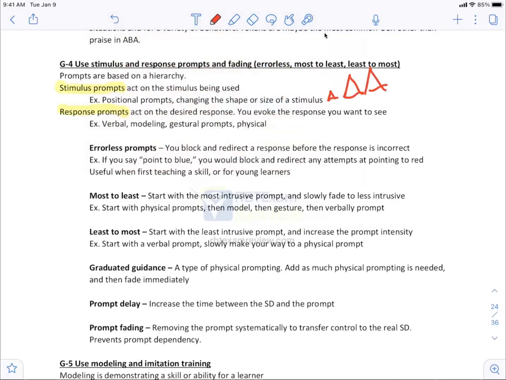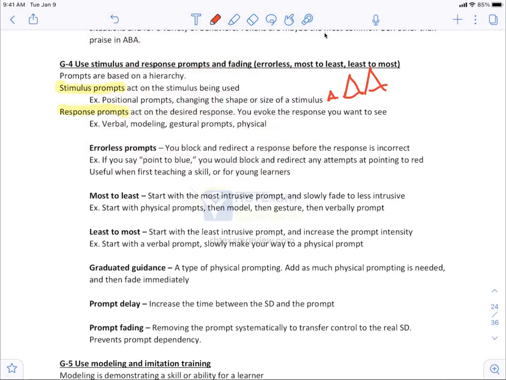You can verbally evoke it: go to the trash can. You can model it by, for example, modeling a dance move. You can gesture or you can physically prompt. The biggest difference is you need to know the difference between a stimulus prompt and what are some response prompts you can use. Physical and partial physical are probably the most common response prompts. Those act directly on that desired response, but modeling, gestures, and verbal also evoke the response you want to see. Anytime you're altering the stimulus or the stimuli in the environment, you're using some sort of stimulus prompt.